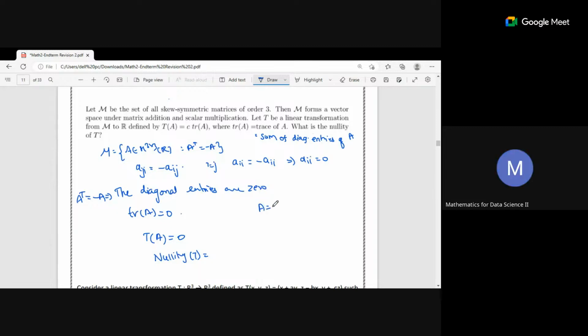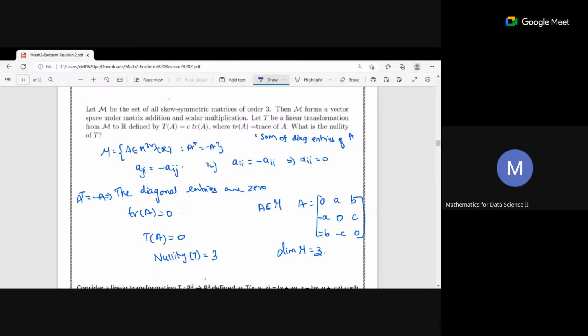So any matrix here in M should be of the form 0, a, b, minus a, 0, c, minus b, minus c, 0. So what is the dimension of the collection of all such matrices? 3, ma'am. 3, right? So what is the nullity for it? 3 or 0? It is just 3, right? So your dimension of M is 3.